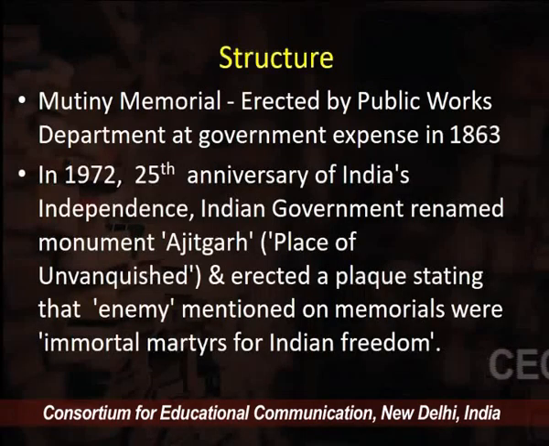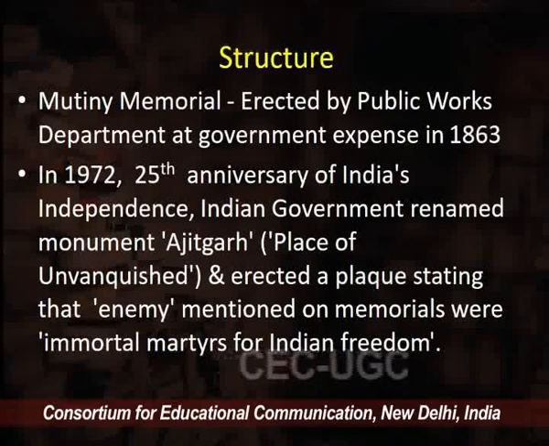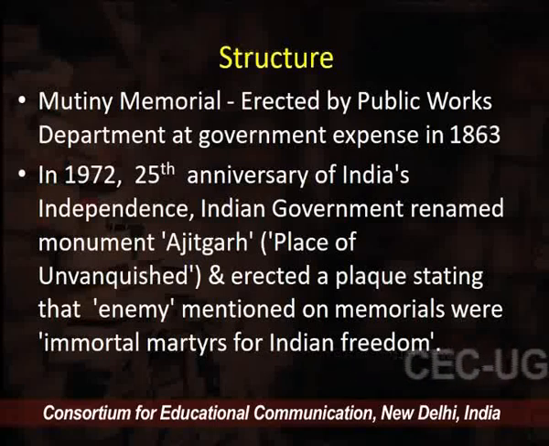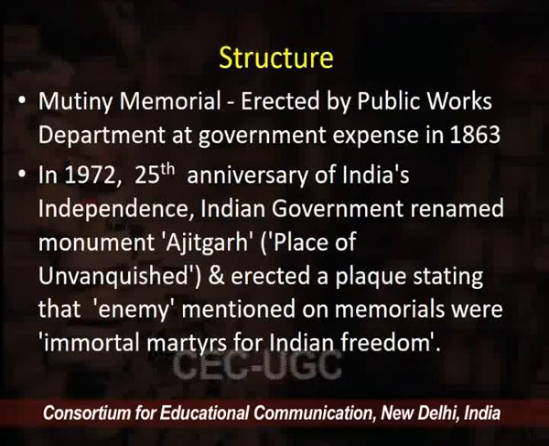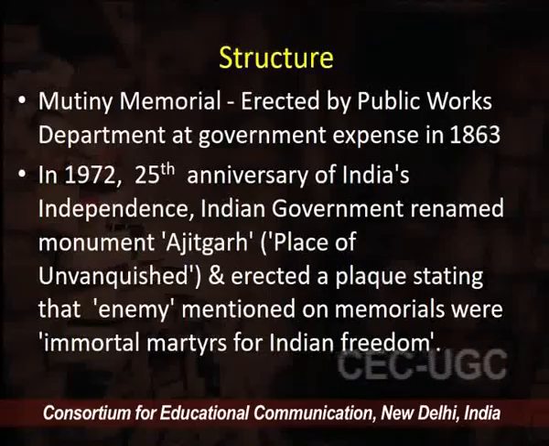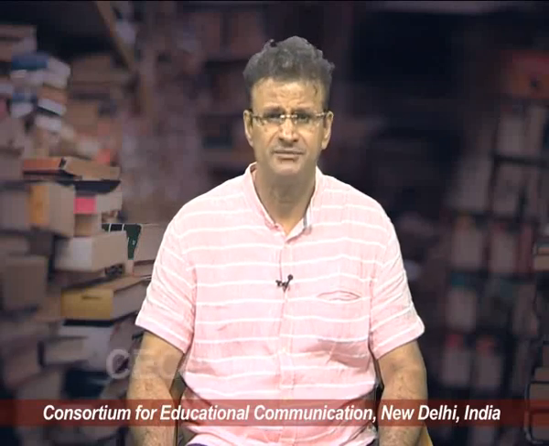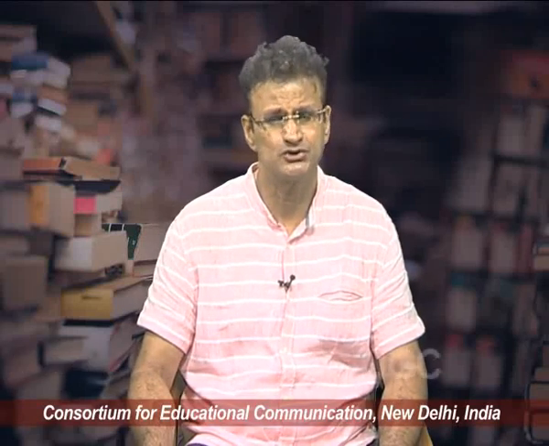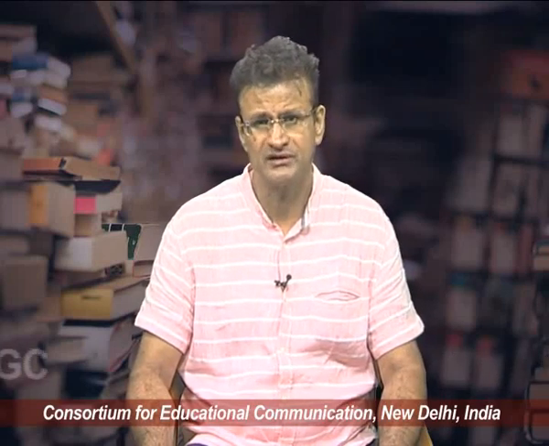And in 1972, on the 25th anniversary of India's independence, the Indian government renamed the monument Ajitgarh, place of the unvanquished, and erected a plaque stating that the enemy mentioned on the memorial were immortal martyrs for Indian freedom. So we find that the people who were seen as enemies by the British were actually the freedom fighters who laid down their lives to save India from the colonial clutches.